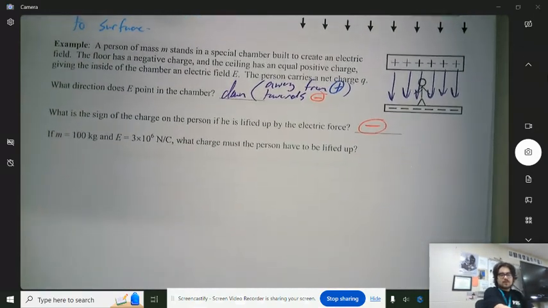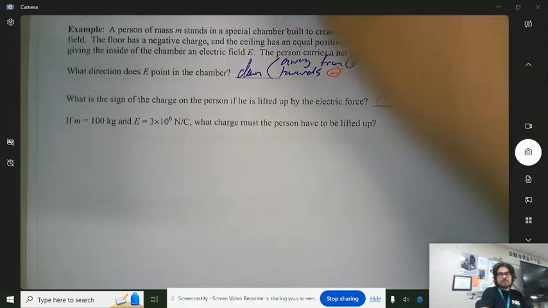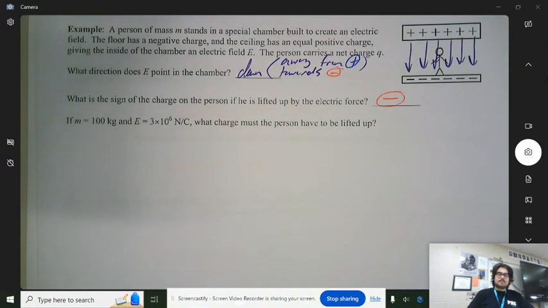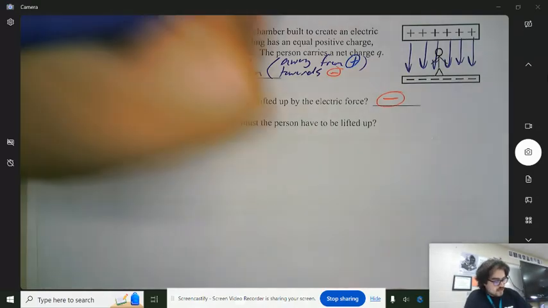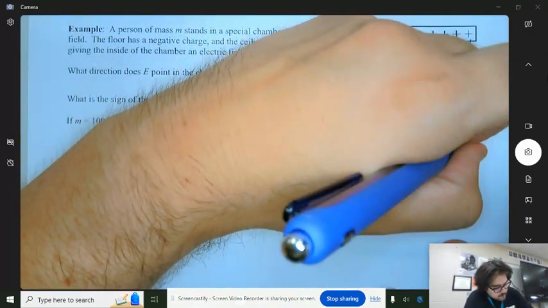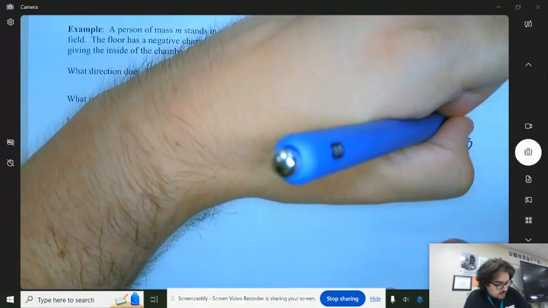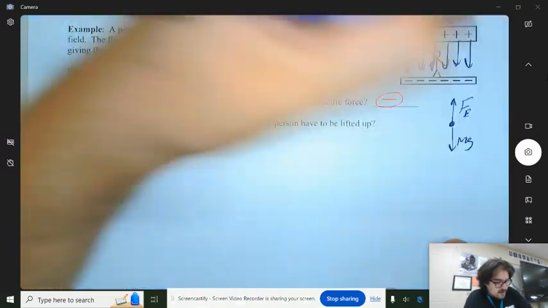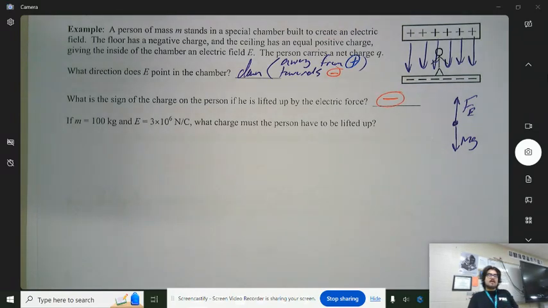If mass is 100 kilograms and the field strength is 3 times 10 to the 6th, what charge must the person have to be lifted up? Well, first off, if we drew a quick free body diagram of the person, you would notice that he has gravity going down and electric force going up. So if he's floating, these two are going to balance each other out. Yes, maybe the electric field was stronger initially to go up, but eventually he gets further away from the bottom floor, which would cause the electric field to get a little bit weaker.